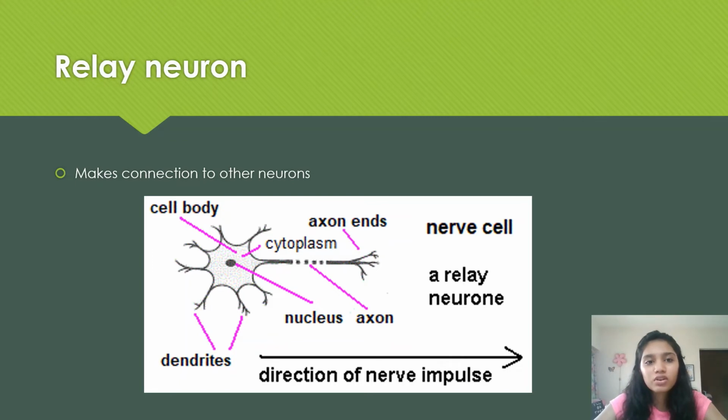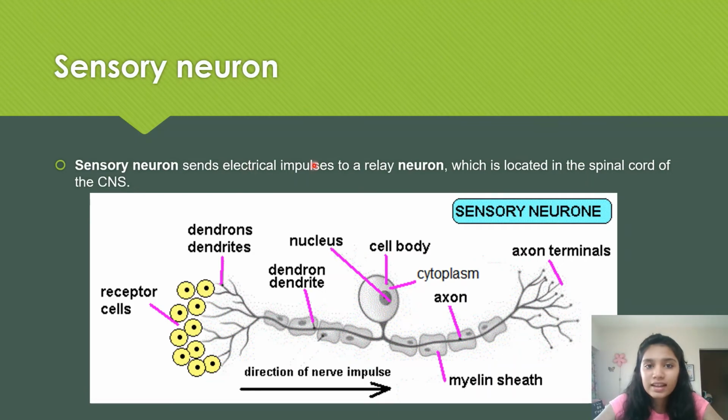Most relay neurons are found in the central nervous system. Now your sensory neurons send electrical impulses to a relay neuron, which is located in the spinal cord. As I said, relay neurons are located in the central nervous system. A component of the central nervous system is your spinal cord. So for a sensory neuron, you first have receptor cells. First I'm just going to tell you your five senses, as you know: sight, taste, touch, smell, and hearing. So these receptor cells are present in your sense organs, like you have receptor cells in your skin, etc.